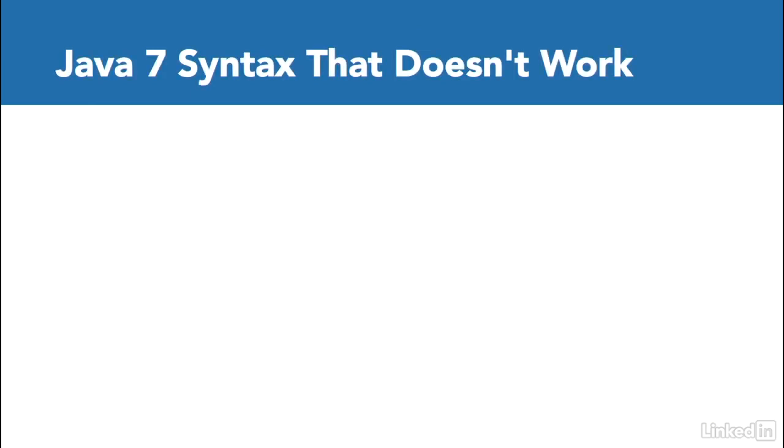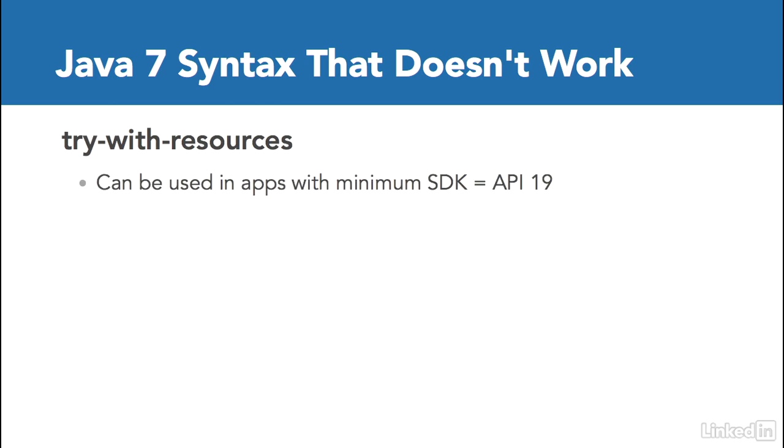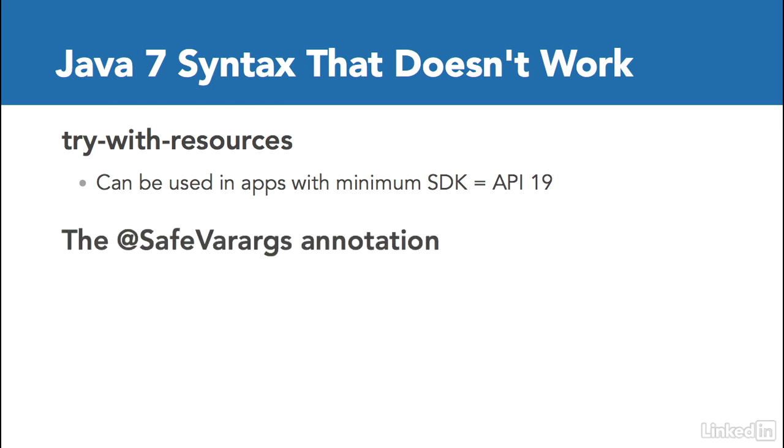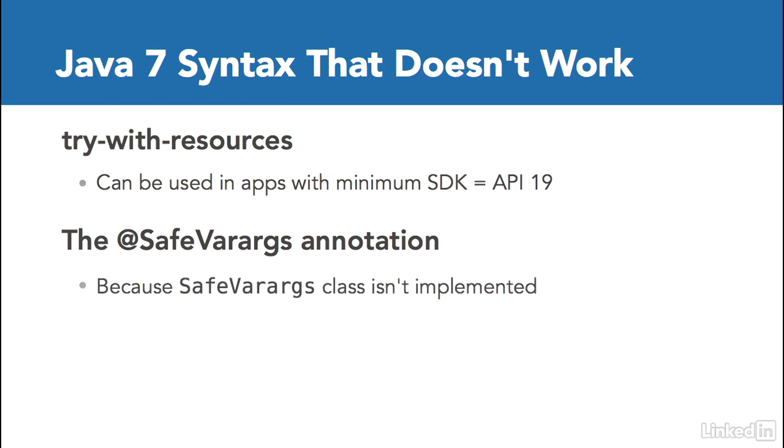But there are some things in Java syntax that don't work across the board. The try with resources syntax, which allows you to automatically close objects that implement an interface named Closeable, can only be used in an app if the minimum SDK is set to API 19 or greater. If you want to target older versions of Android, you just can't use that syntax. And there's an annotation named SafeVarargs in Java 7 that's not a part of Android because the required dependent class just isn't implemented.